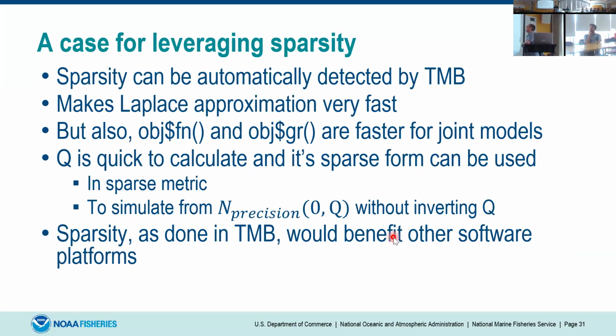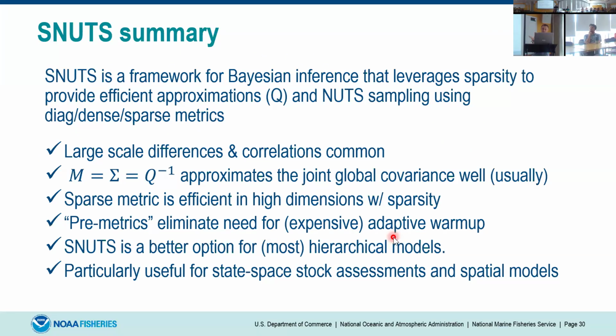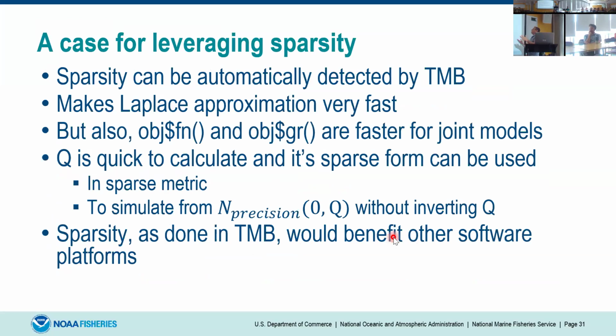So I'm just going to make a broad case. Hopefully I've convinced you that these hypotheses are true. I think we've checked all these boxes. More than just NUTS, I think sparsity is something we should all embrace. TMB does this well, and I think other fields and software platforms should do it. It affects a ton of stuff and improves a ton of stuff in our models. And you can read that there if you want.